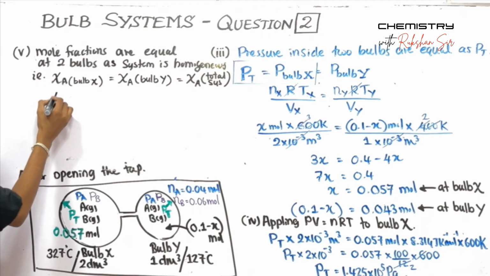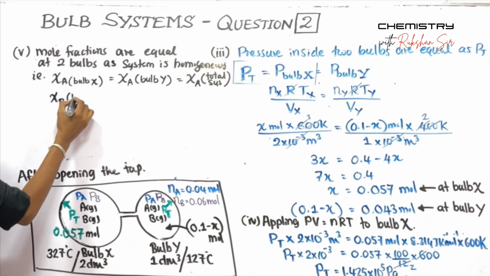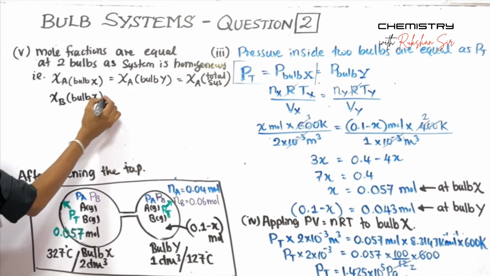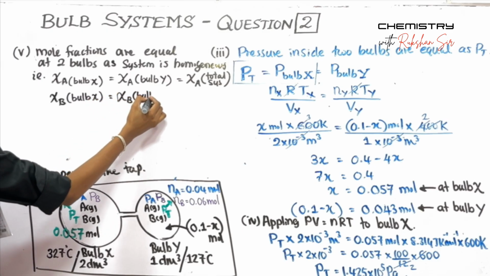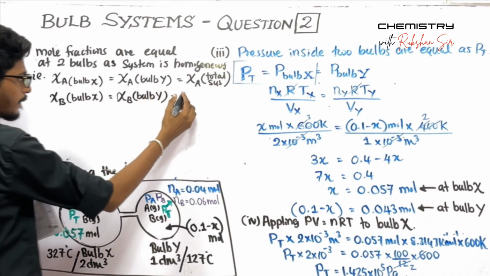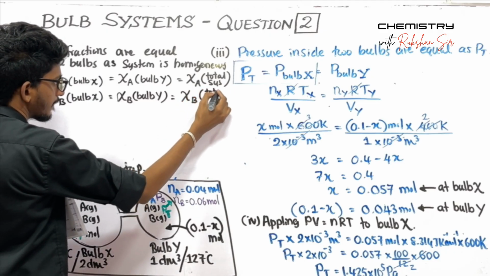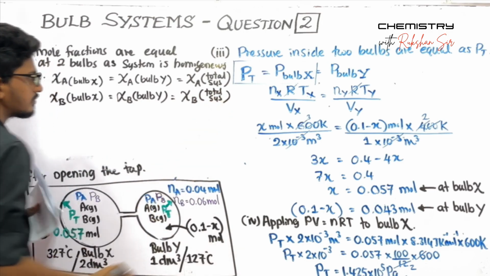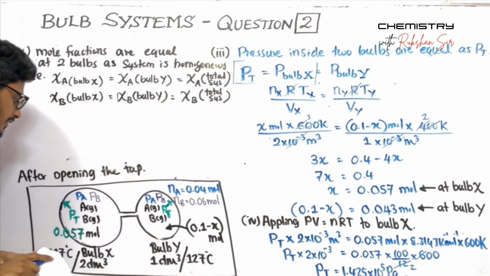So one can say XB at bulb X is equal to XB at bulb Y is equal to XB at the total system. Right? This is the idea there. So we can use this to come up with the mole fractions, and ultimately to come up with the partial pressures.